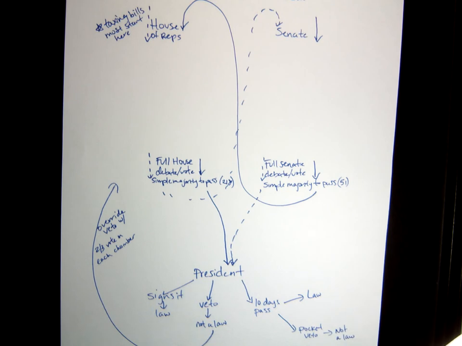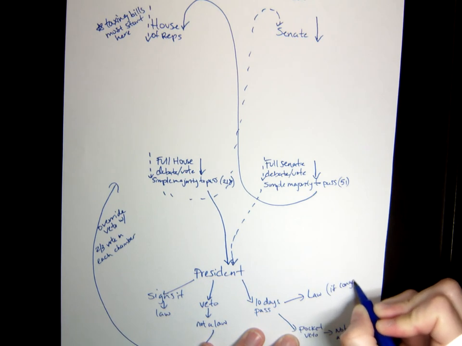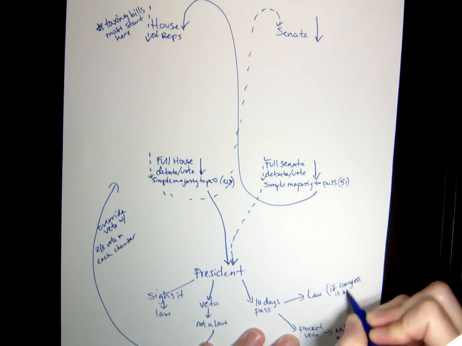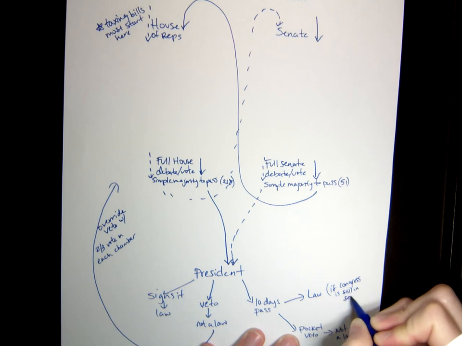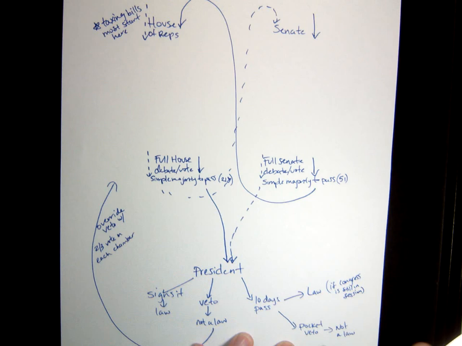So what gets tricky here is 10 days pass and he doesn't do anything. It's a law if Congress is still in session. It is not a law if Congress adjourned. So the moral of the story here is that if it's a really important bill, Congress needs to get it done in a timely manner to make sure that they have 10 days. Or they just need to stay longer. Okay.